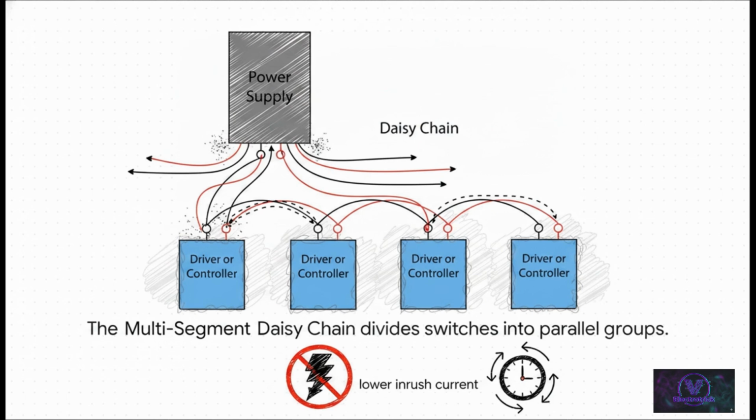These distinct groups then turn on in parallel. It's a super clever architecture because it gives you a much faster wake-up time than a single chain, but crucially, a much lower inrush current than turning everything on all at once.